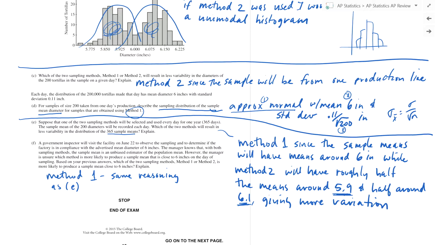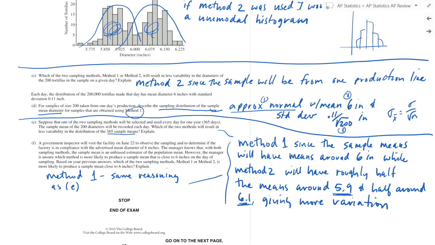You're right, you did. Based on your previous answers, which of the two sampling methods, 1 or 2, is more likely to produce a sample mean close to 6? Explain. Method 1, and it's exactly the same reasoning as over here. You just explained it, and it's okay to say, hey, it's the same reasoning as part E. To say method 1, and you can kind of recopy that.